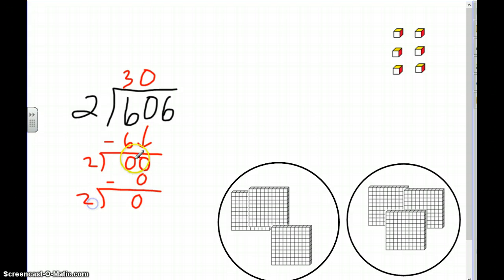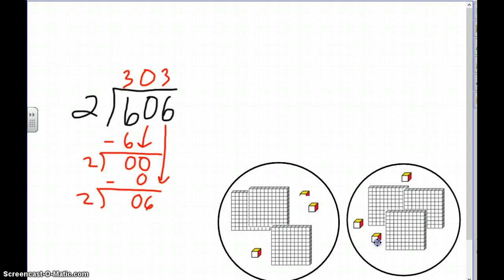And we're going to go ahead and bring down our ones. We see that we have 6 ones over here, and we need to divide it into 2 equal groups. We all know that 6 divided by 2 is 3. So we write the 3 up in the ones place. And then we're going to go ahead and move 3 ones into each group. And we should see that we have 303 in each of our 2 equal groups.